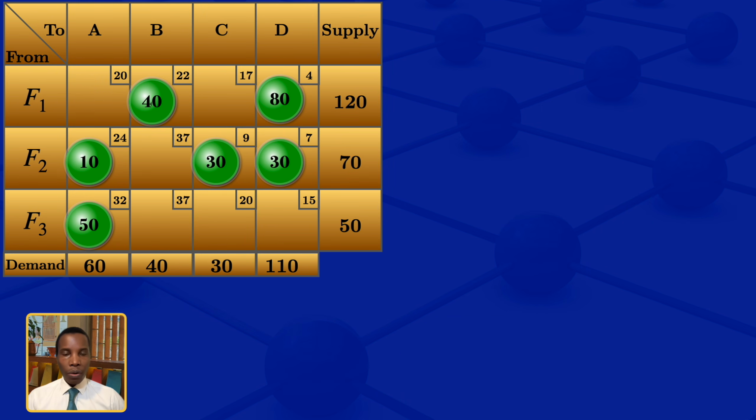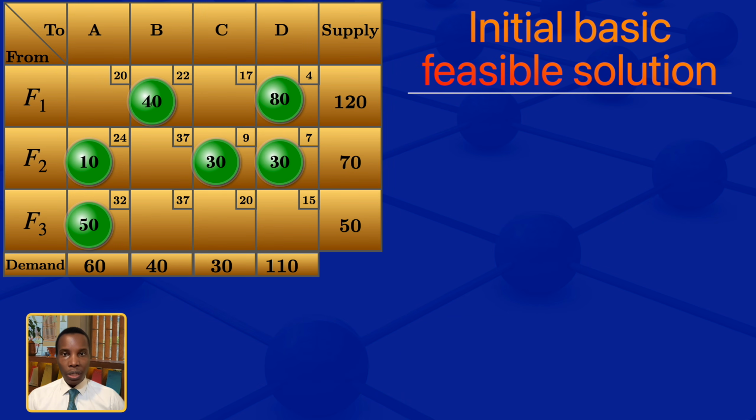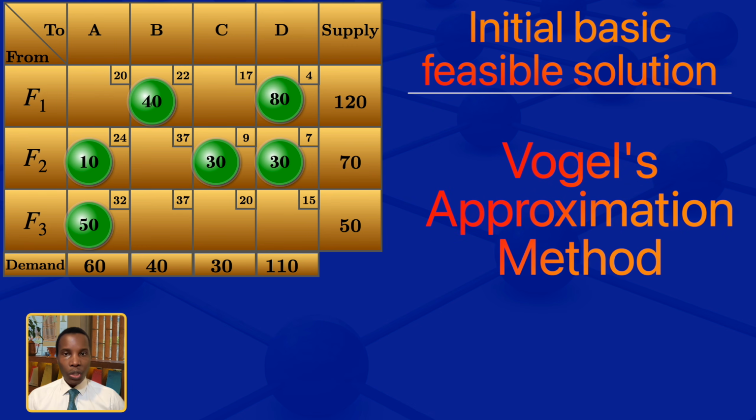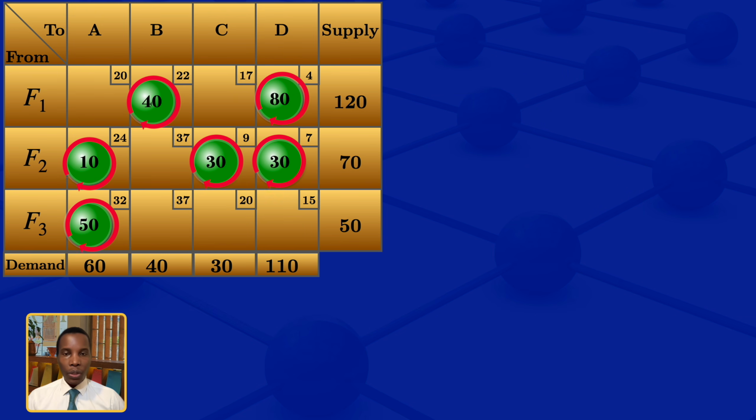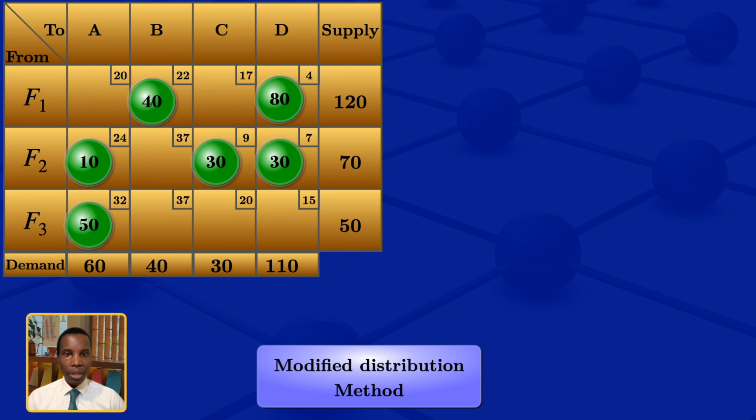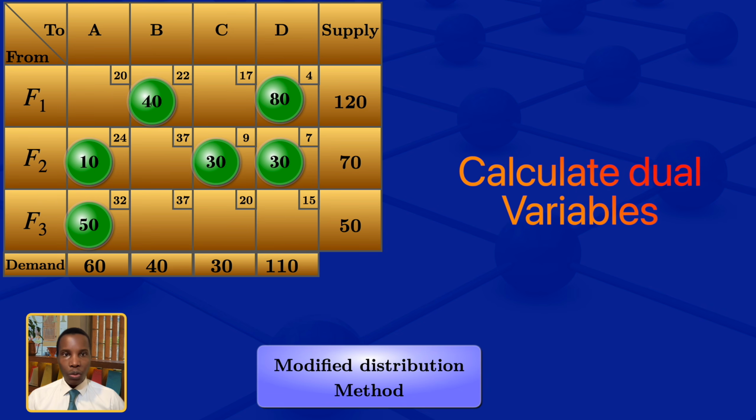In an earlier tutorial, we found the initial basic feasible solution of this problem using the Vogel's approximation method. So we found that it is these allocations. In this video, I'm going to find the optimal solution using the modified distribution method. For the modified distribution method, we start by calculating the dual variables.